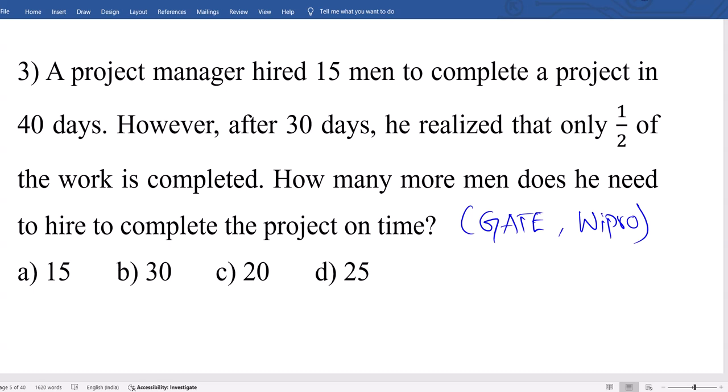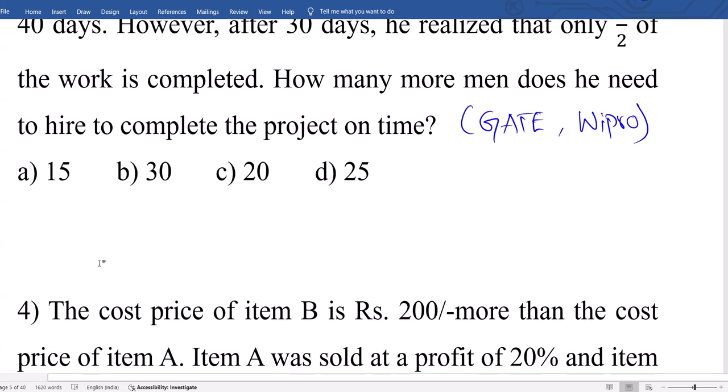So, reality is different. Initially, you thought 15 men can complete the work in 40 days. But 30 days completed means 75% of the work should be completed. Half means only 50% completed. Then what you can do is recruit more people to complete the work on time. What is the remaining time? 10 days. If you want to complete the work in 10 days, I need more people because these people are taking more time. So if you want to meet the deadline, you need more people to add on, right? So now this is a chain rule related question.